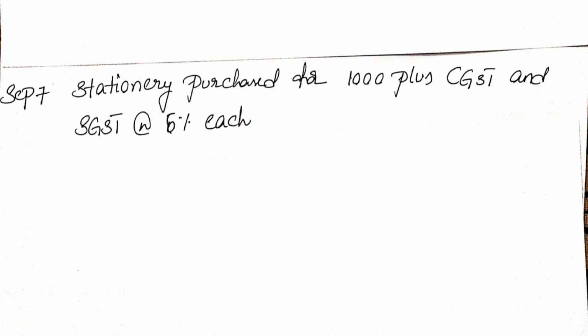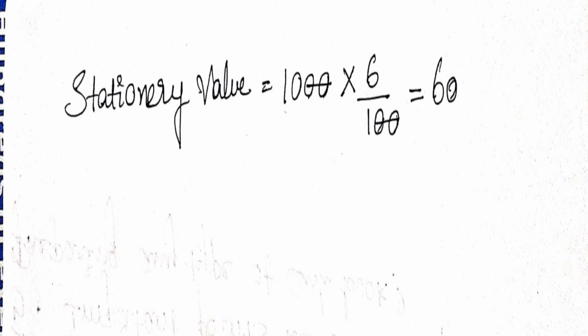Our next transaction is on September 7th, stationery purchased for 1000 plus CGST and SGST at 6% each. For this transaction, first we will calculate the tax percentage and then we will update the value in the petty cash book. Okay, so the stationery value is 1000 and 6% is equal to 1000 into 6 by 100, which comes to 60.